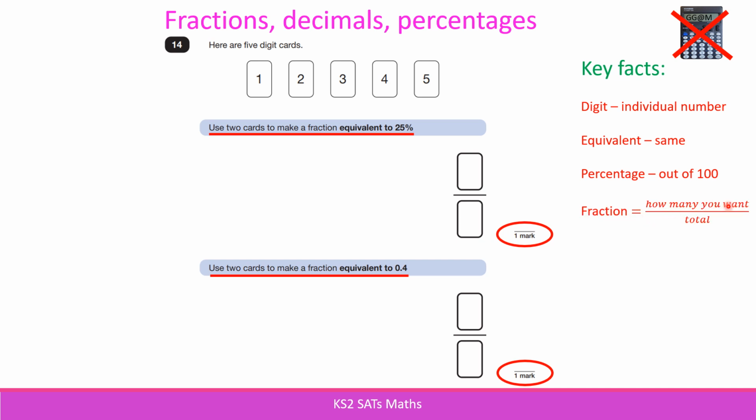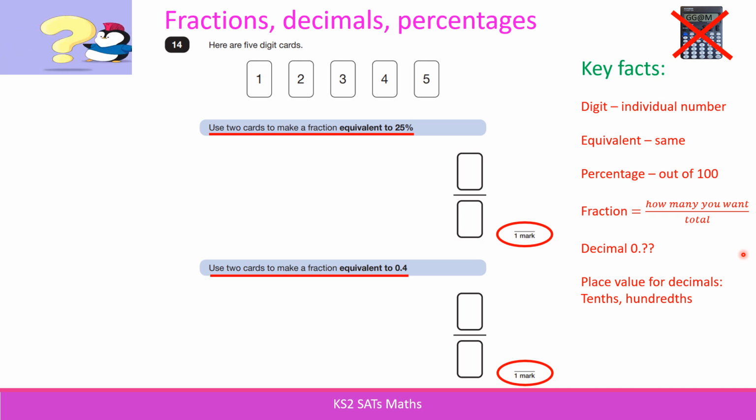A fraction is how many you want divided by your total. So you've got to write 2 fractions. You need to know a decimal is 0 point some number. And you need to know the place values for decimals. So the first number after the decimal point is your tenths. And the second one will be your hundredths, and it kept going on further down. Now press pause. Using this information here, see if you can work out what the fractions will be. And then press play when you're ready to hear the answer.